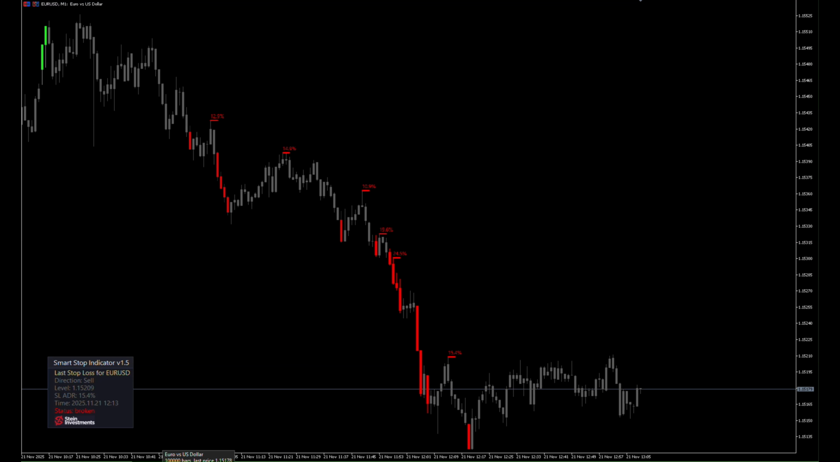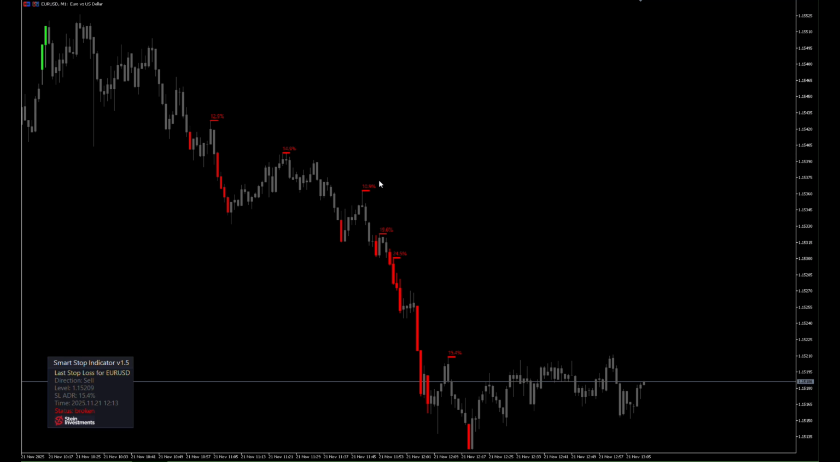Here is the same EURUSD chart again, but this time with the Smart Stop indicator loaded. Now you can instantly see the structure behind the move. The indicator marks each stop level clearly, including the distance measured as a percentage of the average daily range. In this case, it's 15.4. For this stop level, it's been 24.5, mainly due to this dynamic breakout to the downside. And here we have a pretty ideal entry stop loss of 10.9.